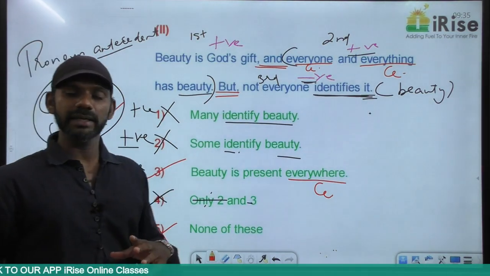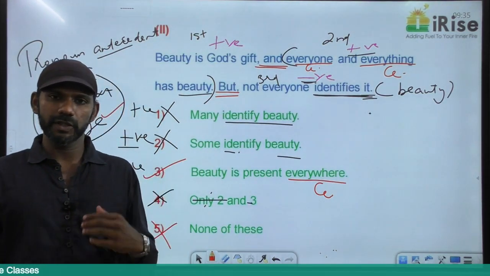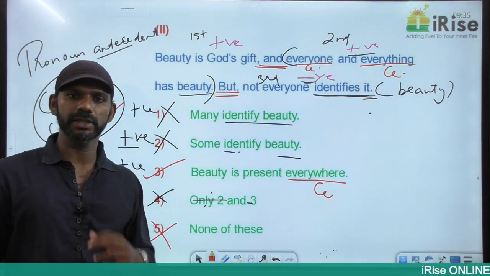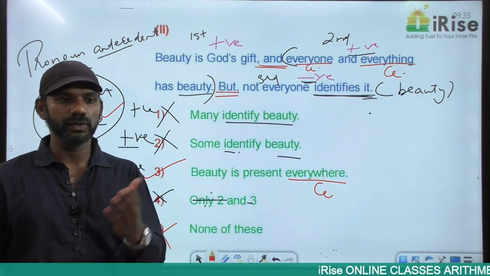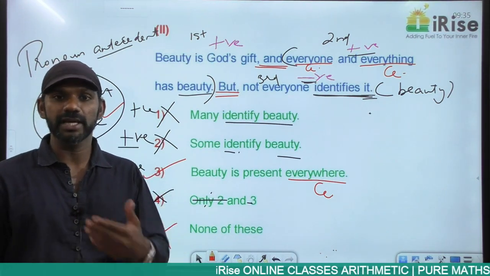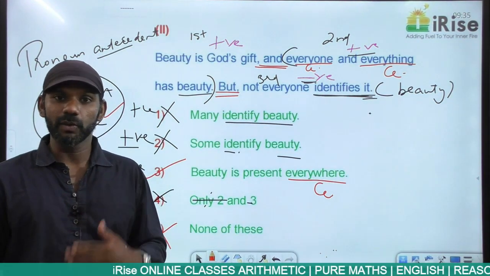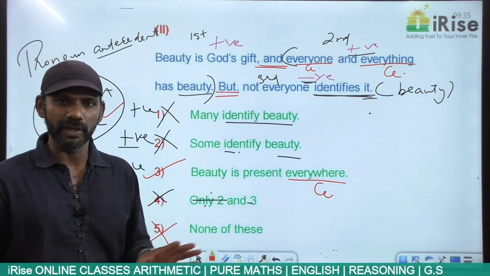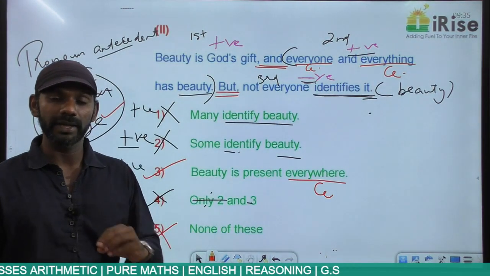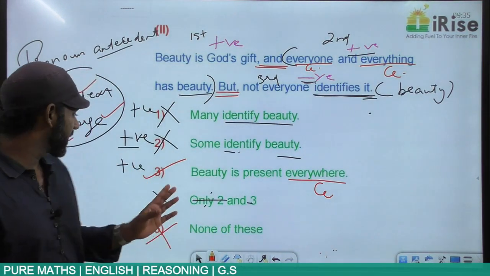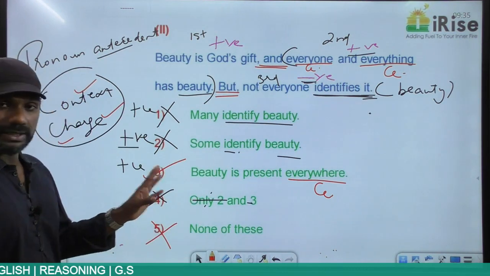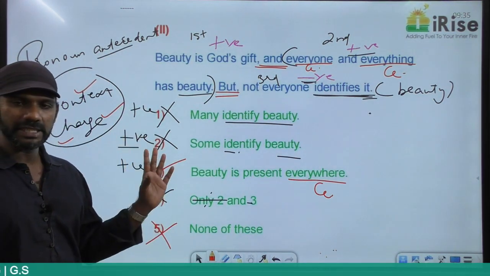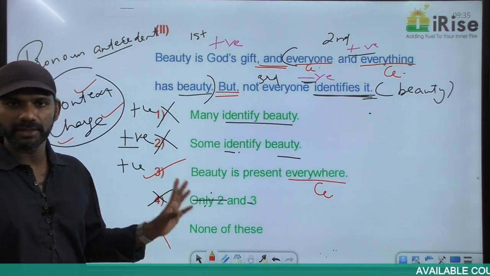Now, everyone and everything has beauty means what? You have beauty, I have beauty, fan has beauty, light has beauty, your dress, my dress, windows, doors, floor, chair, my watch, your watch. That means beauty is present everywhere. Don't think too much, just go according to the concepts. So the answer must be option C. Option 3: the meaning is fine, the charge is also fine, the answer must be 3.